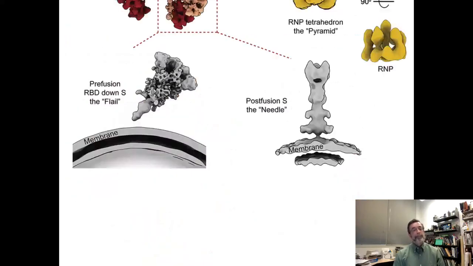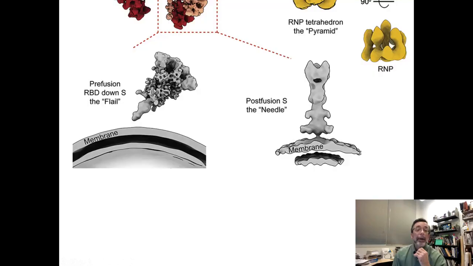That's the idea. Before fusion, they look like the structure that you usually see. But then after they fuse, they change shape from a flail shape to this needle shape. That's a huge conformational shift when you go from the structure on the left to the structure on the right. But it's the same protein. And that shows you how flexible it is.